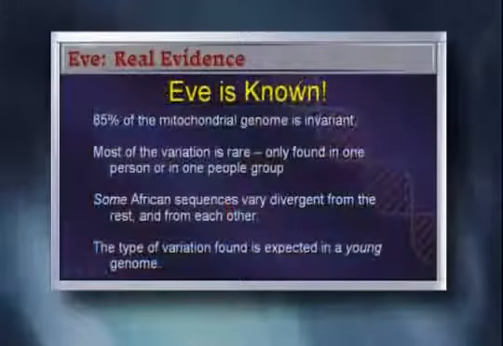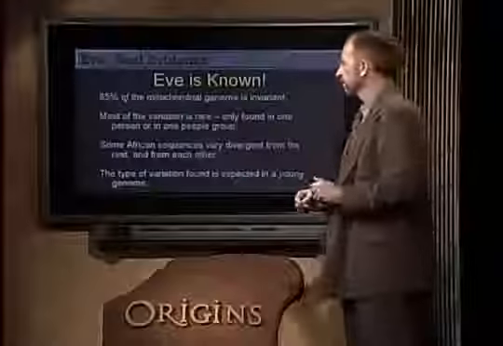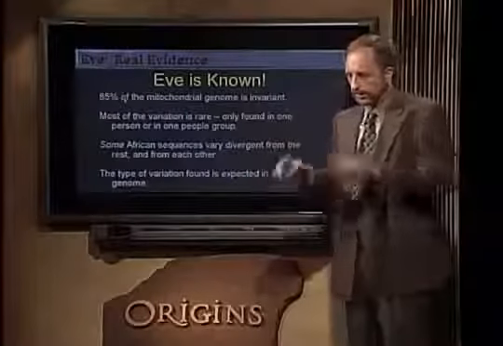And people don't realize, but Eve is known. We know what Eve's sequence was. And here's why. If you take all of the mitochondrial DNA in the world, it's only 16,000 letters. You can work with it on a laptop. It's a small file. You can line them up. And when you line them up, you realize that 85% of the letters out of those 16,000, everyone in the world has exactly the same letter. That means Eve had that letter.